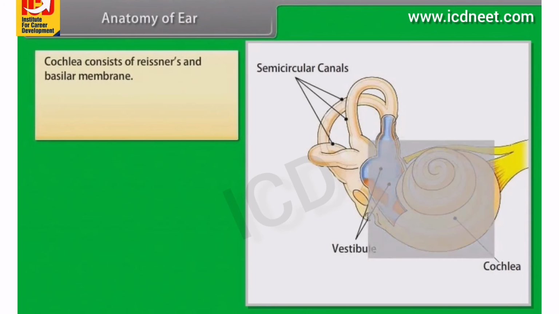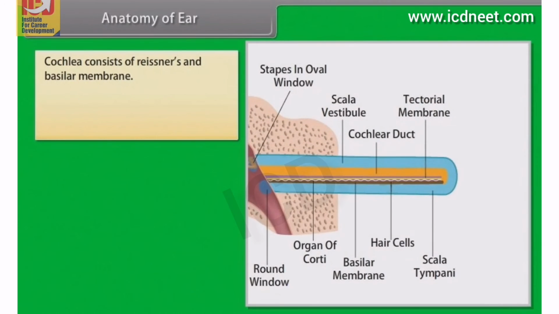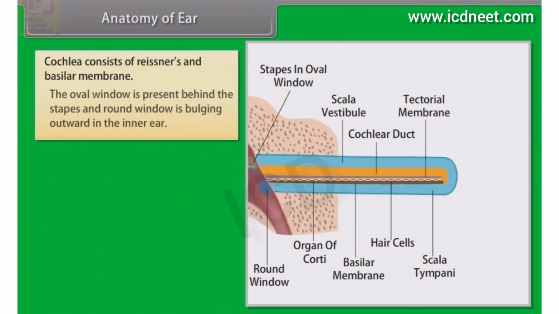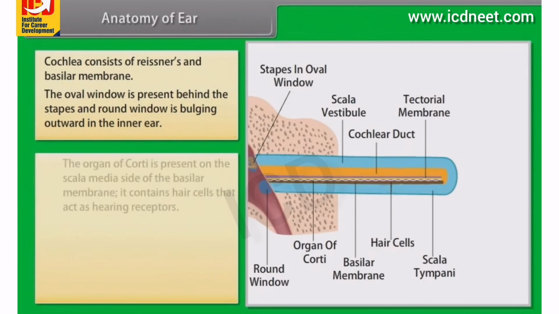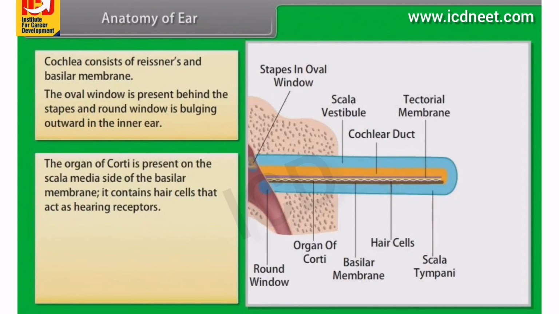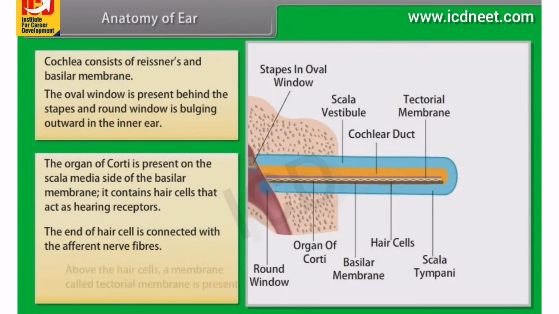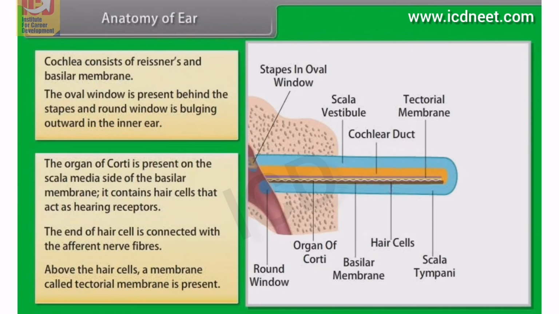The cochlea consists of Reissner's membrane and the basilar membrane. The oval window is present behind the stapes, and the round window is bulging outwards in the inner ear. The organ of Corti is present on the scala media side of the basilar membrane. It contains hair cells that act as hearing receptors. The end of a hair cell is connected with the afferent nerve fibers. Above the hair cells, a membrane called the tectorial membrane is present.